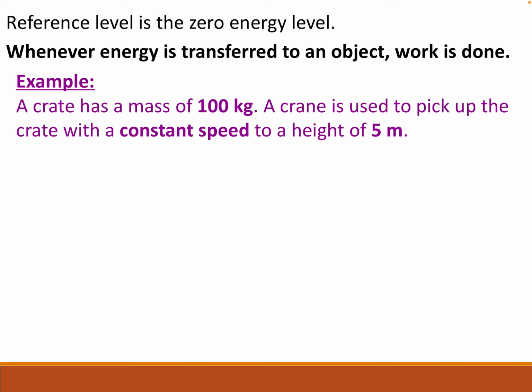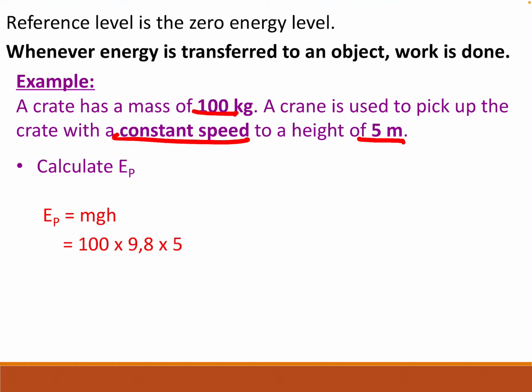For example, a crate has a mass of 100 kilograms. A crane is used to pick up the crate with a constant speed to a height of 5 meters. I want the potential energy of the crate. Well, EP equals mgh, and that's when it gets to the top. It's 100 times 9,8 times 5, 4,900 joules. That's the potential energy that the crate has.